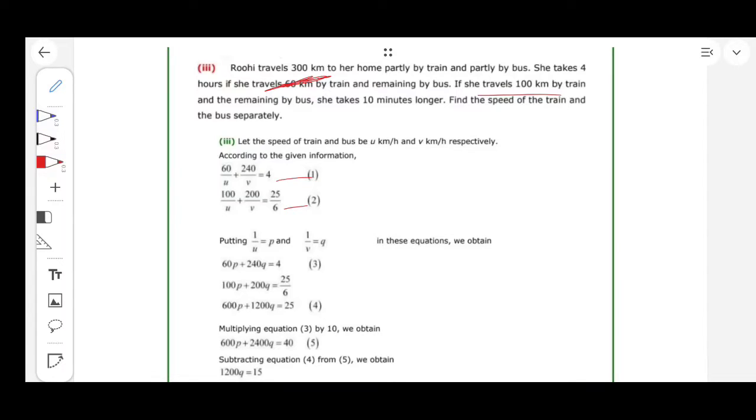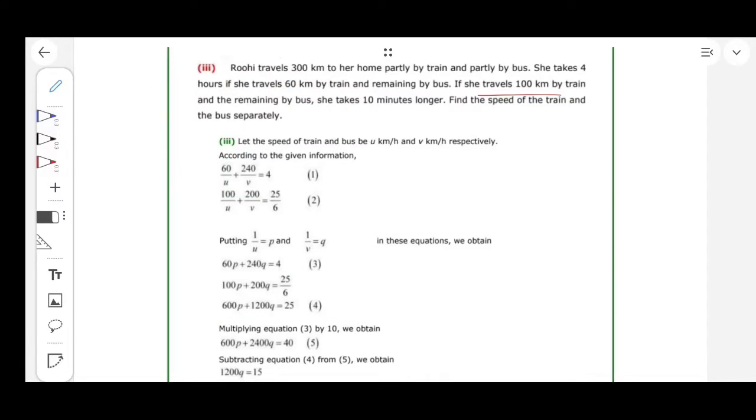For solving this, we assume that 1 upon u equals p and 1 upon v equals q. Replacing these values in equations first and second, we get new equations in terms of p and q. So we have new equations. This one is 60p plus 240q equals 4, the third equation. The next one is 600p plus 1200q equals 25, denoted by equation number 4. Now we will solve these equations.